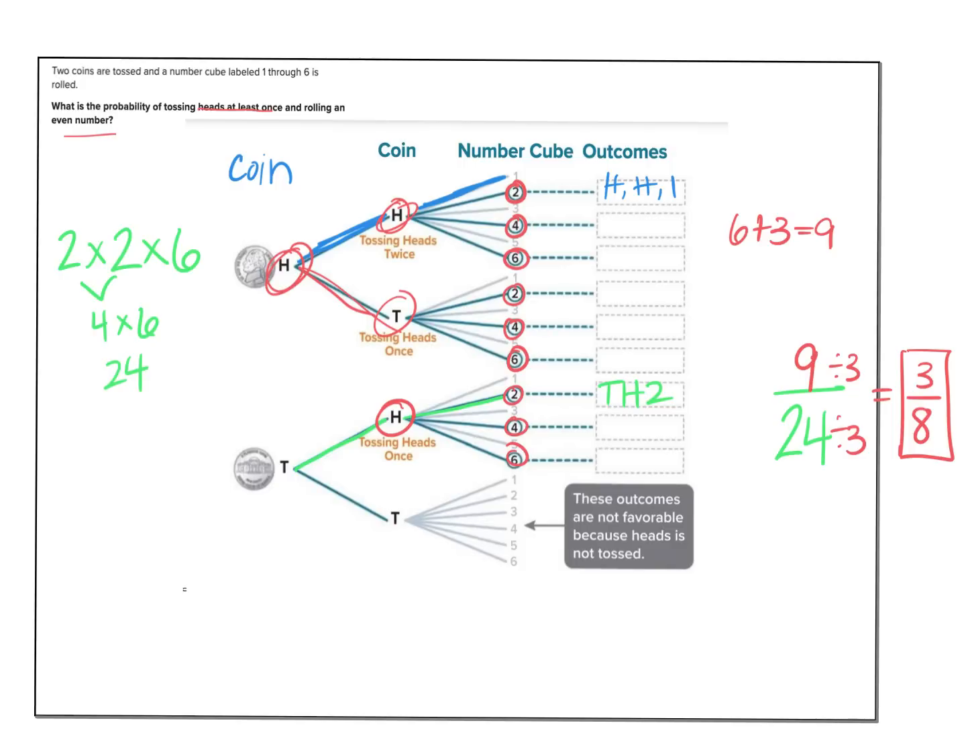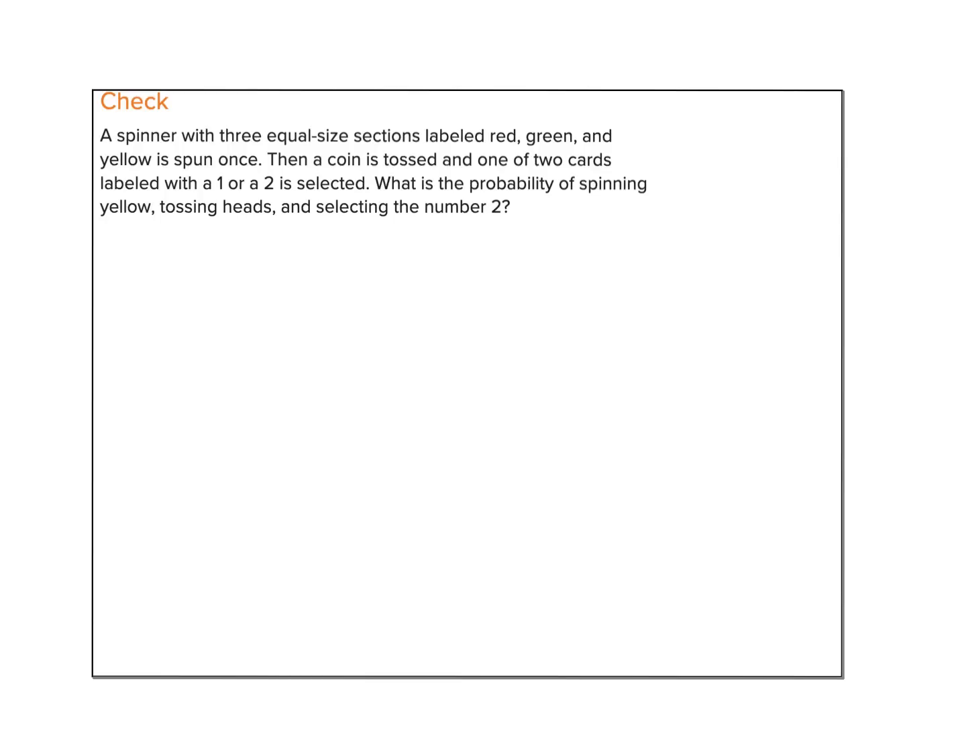Now if I grab my calculator and change that to a percent, because we've been doing that, 3 divided by 8 is 0.375, or 37.5%. So that's your probability of getting heads at least once and an even number. So let's have you guys try the check on page 554. Why don't you try this one and play the video after you've had a chance to try it.